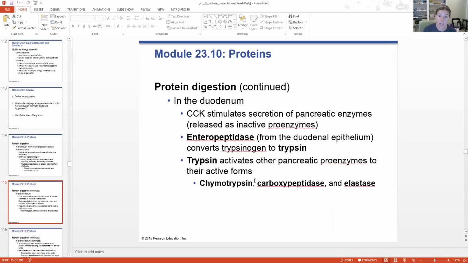In the duodenum, CCK is released to get our pancreatic enzymes to be released. They're always released as inactive proenzymes, and they will be activated when they're in the duodenum. So they're not activated when they're in the pancreas. They're activated once they're secreted. Enteropeptidase is going to convert trypsinogen to trypsin. Trypsin is going to activate other pancreatic proenzymes into their active forms like chymotrypsin, carboxypeptidase, and elastase, all enzymes breaking down the tertiary and secondary structures of our proteins.